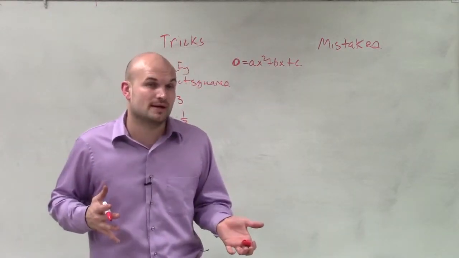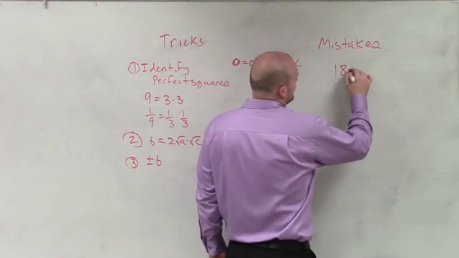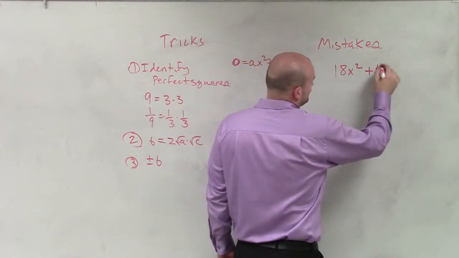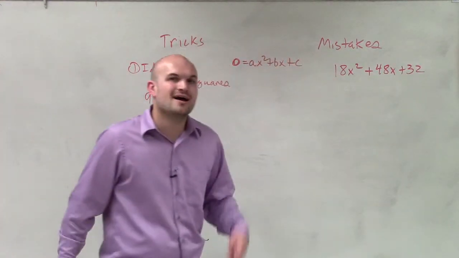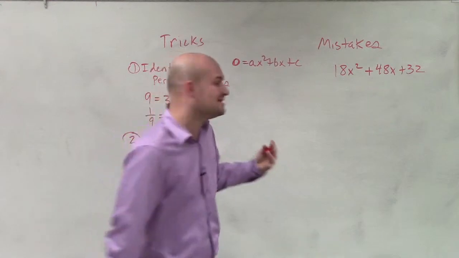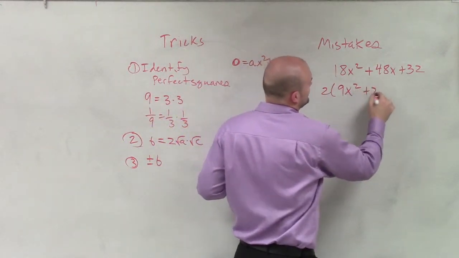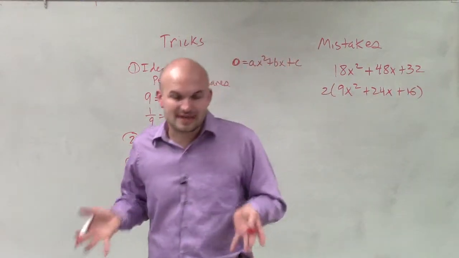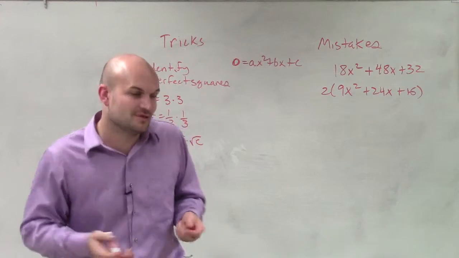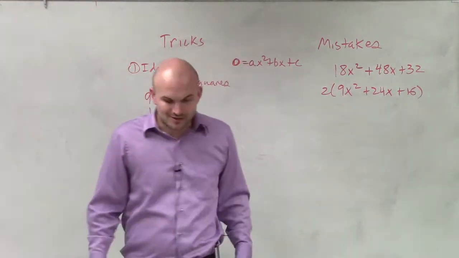One of the mistakes students make is that a lot of times they don't see the perfect square. Sometimes we might have something like 18x squared plus 48x plus 32, and they say, oh, there are no squared numbers. Remember, you can always look into factoring things out. If I factor out a 2, now I have 9x squared plus 24x plus 16. That's a very common thing you can do, and now you can see that this is a perfect square trinomial.